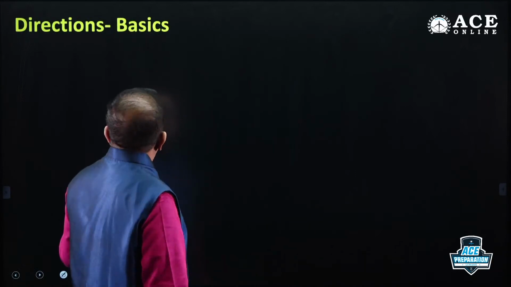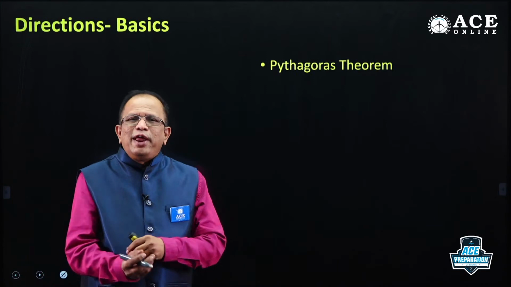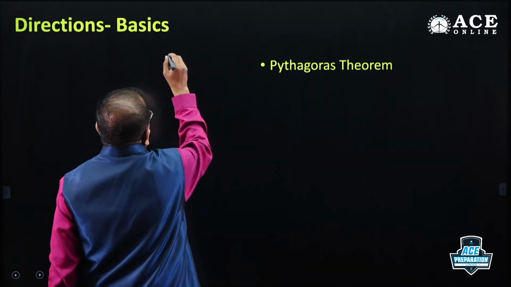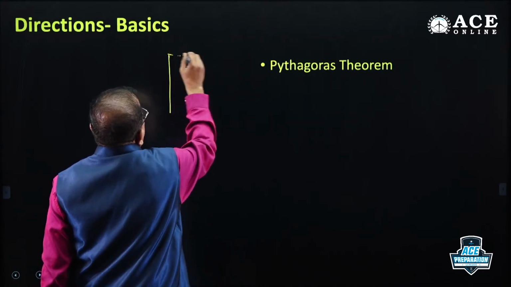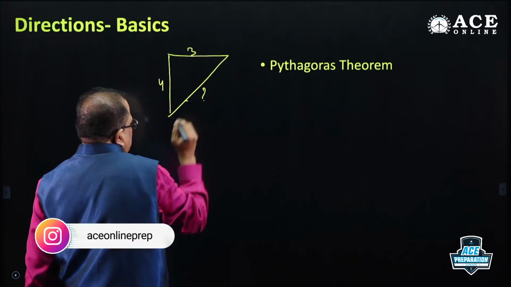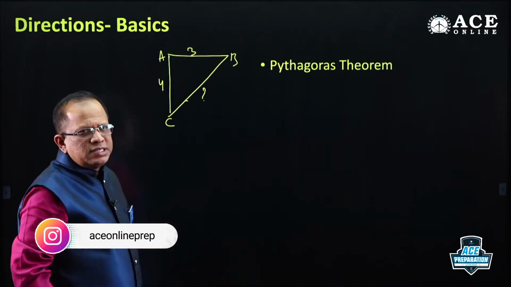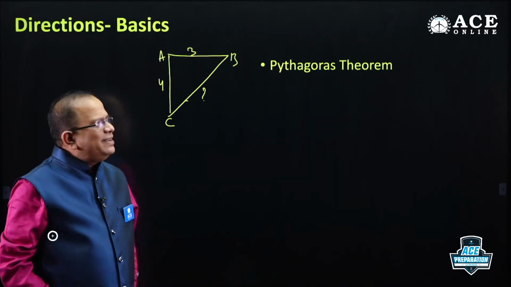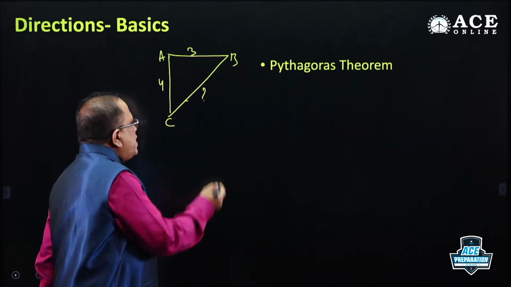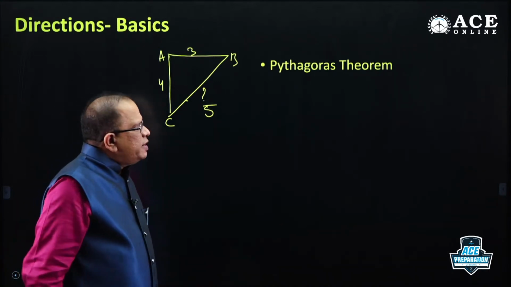Next one, we see some more basics. What is Pythagoras theorem? I am not here to teach you mathematics, but let me tell you the simple thing. This is a right angle triangle. Okay, this is 3, this is 4. This is A, this is B, this is C. Then what is BC? You know that, right? 3 square plus 4 square, that is 25, and root of 25 is going to be 5. All of you are aware of this Pythagoras theorem.